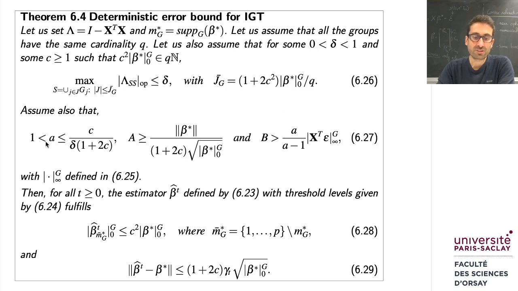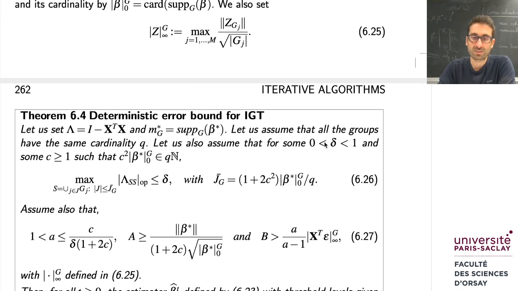We have this condition on A that we have already met. It was with C equal to 1, but if you take C equal to 1, you have 1 over 3 delta. We have these two conditions. So A must be larger than this quantity. This is exactly the same as for iterative hard thresholding, except that we are looking at the J0 pseudonorm. And you have this condition on B, which is also the same as for iterative hard thresholding, the condition 6.11, except that here we are looking at this norm instead of the sup norm, this norm being this one.